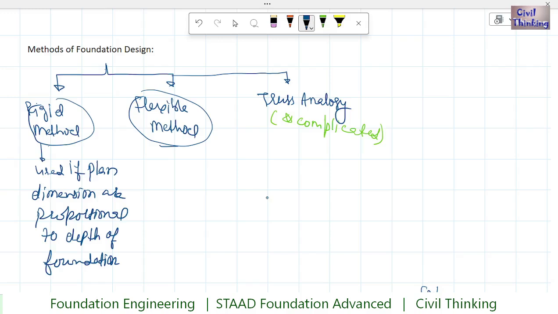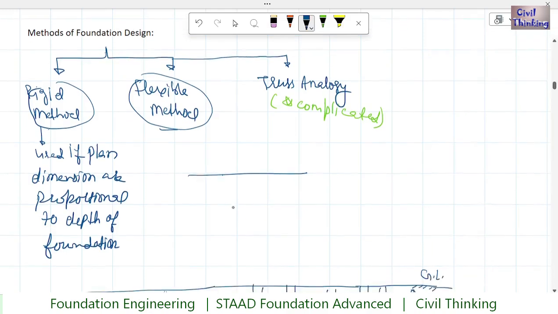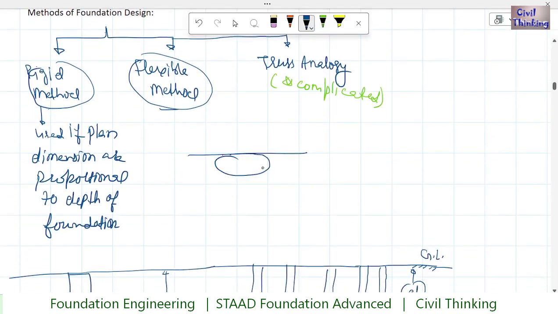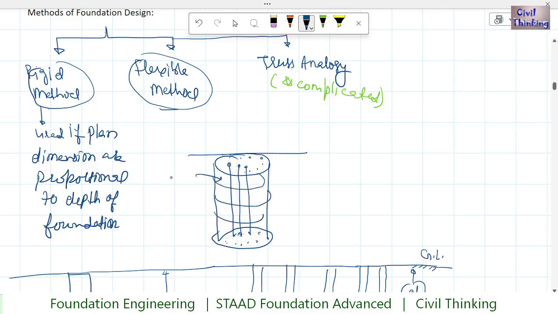So what we do, for example, this is our foundation, right? Let me use deep foundations, for example, a caisson. In the caisson we have reinforcement everywhere, right? We have vertical reinforcement, we have horizontal reinforcement, and we have concrete. So what do we do in the truss analogy? We analyze it like a truss, okay?